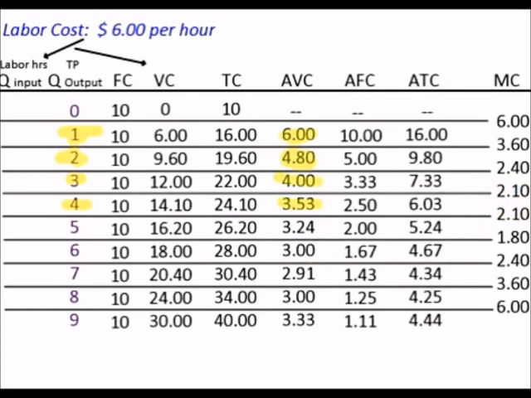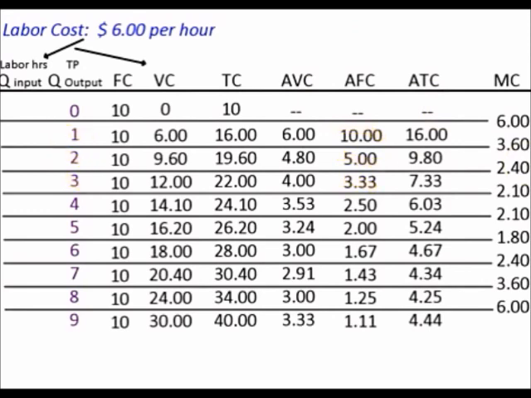Do that first. Once you've done that, then I want you to go and do the AFC. 1 on the x-axis, 10 on the y-axis. 2 on the x-axis, 5 on the y-axis. 3 on the x, 3.33 on the y. Try to line this up as well as you can. Put the dots, connect them. Then do the same thing for the ATC. 1 and 16, 2 and 9.8, 3 and 7.33. And you'll wind up with 3 curves.